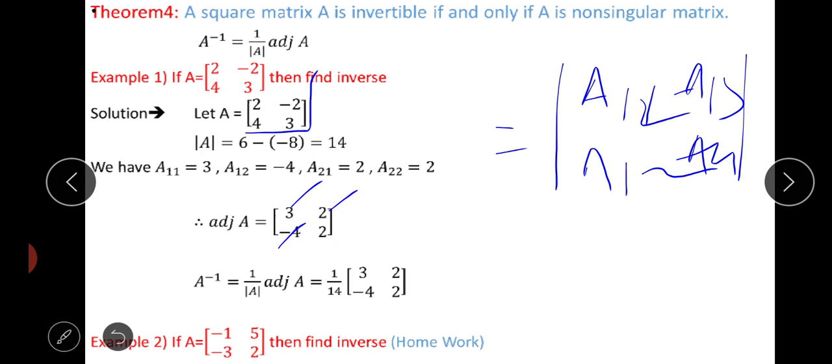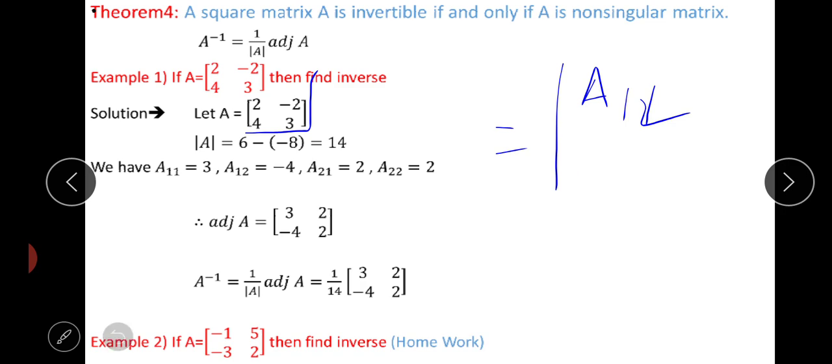Then you have to find the A inverse. Yes, I know the formula. A inverse is equal to 1 divided by determinant of A into adjoint of A. Substitute those values.